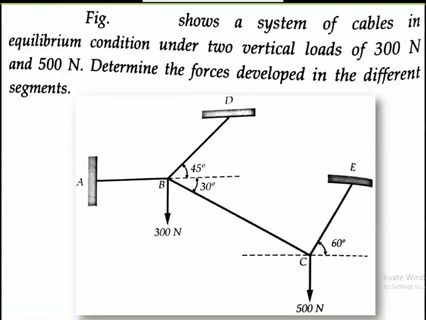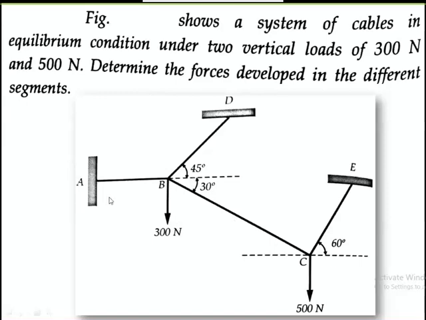Next is problems on strings. The figure shows a system of cables in equilibrium under two vertical loads. The loads are given, one is 300 Newton, the other is 500 Newton. You have to determine the forces developed in the different segments. Segments or members mean, if I consider this joint B, B is connected to the points D, A and C. So the members at this point B are BC, BD and BA.